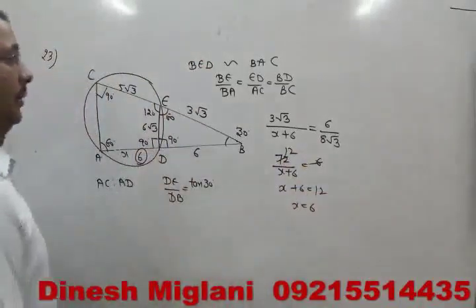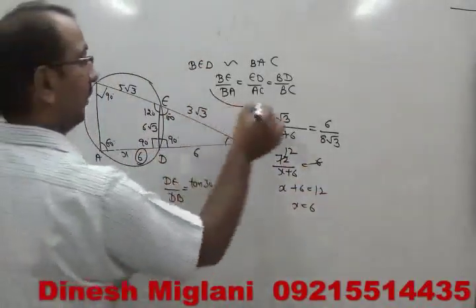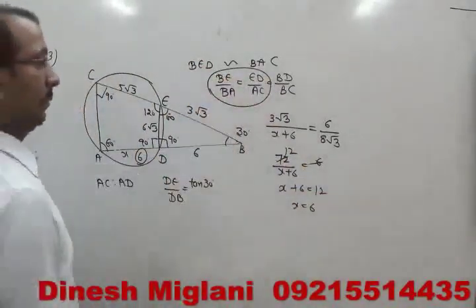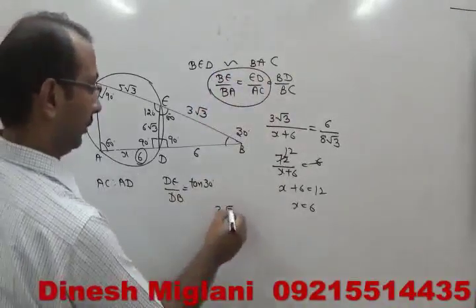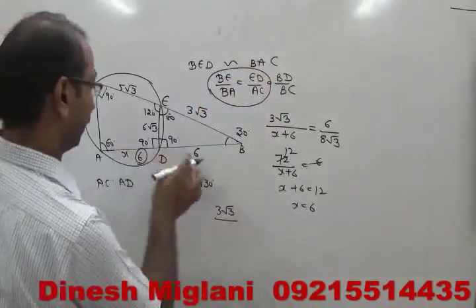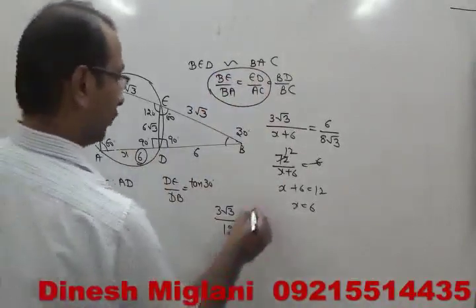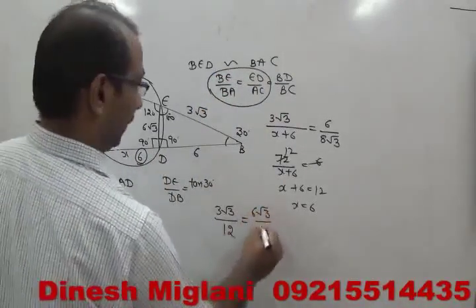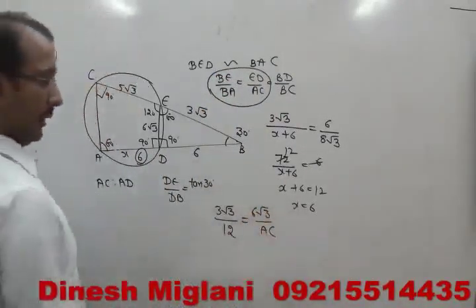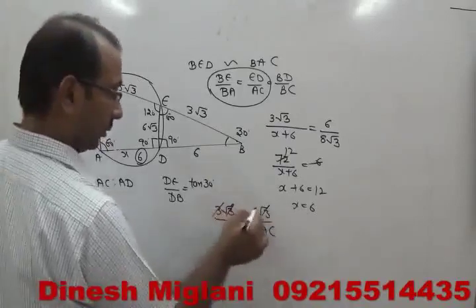Right. Now I just try to find this one. What I can say is BE upon BA, BE is 3 root 3, BA is 6 plus 6, 12, equal to ED, that is 6 root 3, upon AC. Okay. Now what I can say, this would be cancelled out, 3 will go on 2.